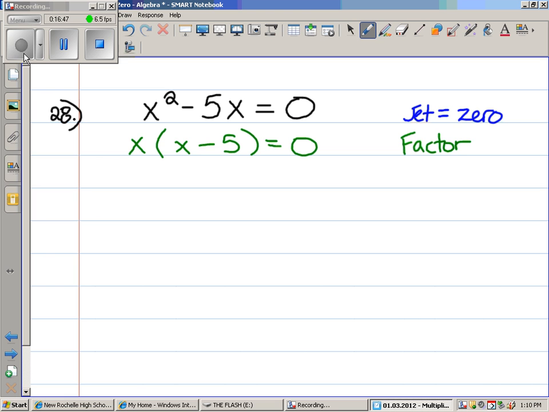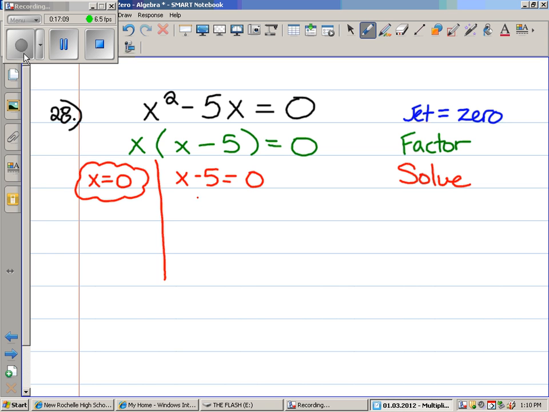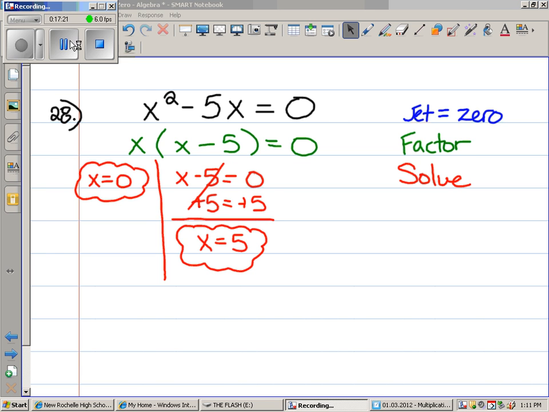Do you see it? Okay. Nice. So now we factored it. Now we're going to solve it. Right? Draw a parenthesis. X equals 0. That's one of the answers. X minus 5 equals 0. And X is going to be equal to 5. There you go. All right.